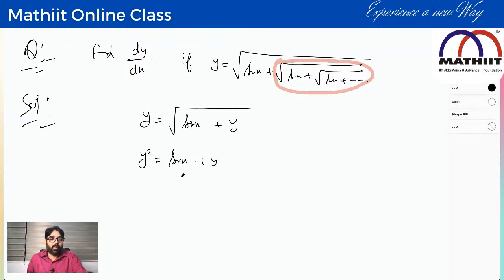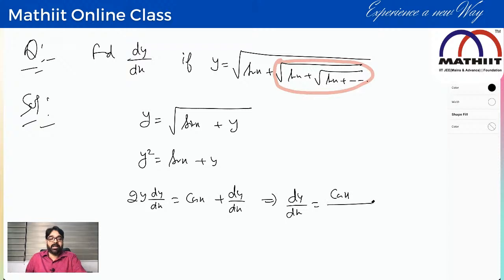Differentiate both sides. So y square differentiation is 2y dy by dx, equal to sin x differentiation cos x, plus y differentiation dy by dx. Sorry, with respect to x we are doing. So from here directly we can say dy by dx will be equal to cos x divided by 2y minus 1. I'm sure it's clear to everybody. Right? So many people got the same answer.